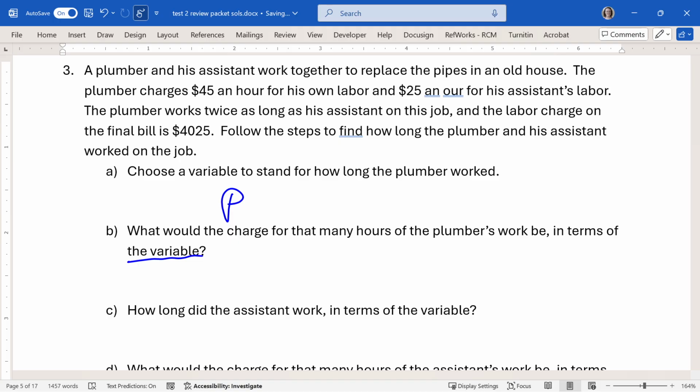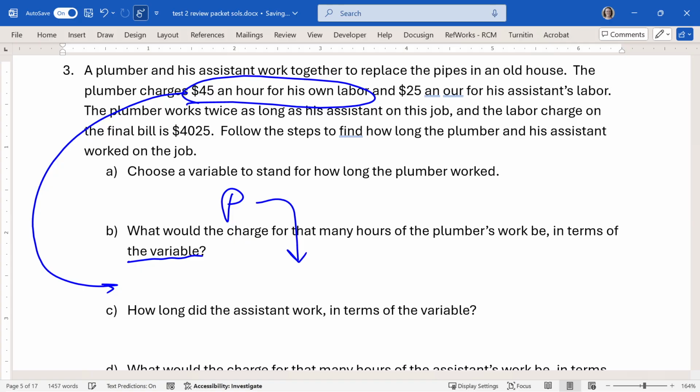Okay, so if he worked P hours, the plumber charges $45 an hour for his own labor. So we're going to use that information right here, and we're also going to use our P variable. So if you work for P hours and you're charging $45 an hour, it's just going to be multiplying those two things together, 45P.